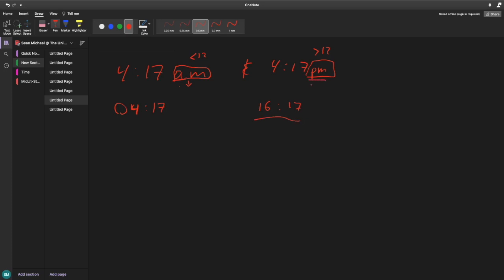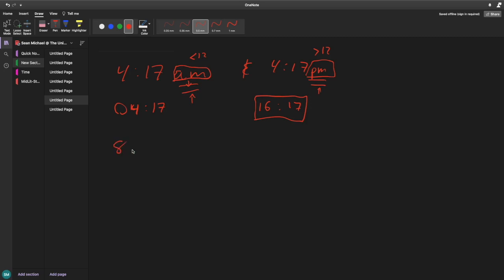So the real indicator here is the PM and the AM. You really, really have to focus on these ones, right? This is the most important thing to pay attention to. And you don't want to miss that, right? So this is quite important. And then we'll just do another one here just for the sake of it.